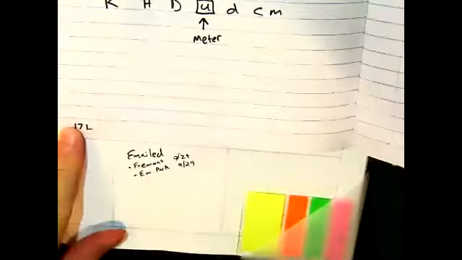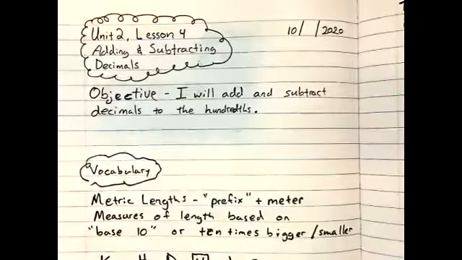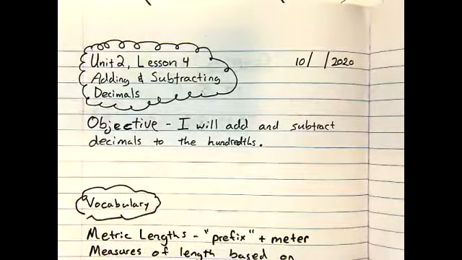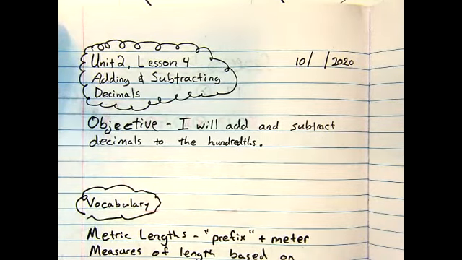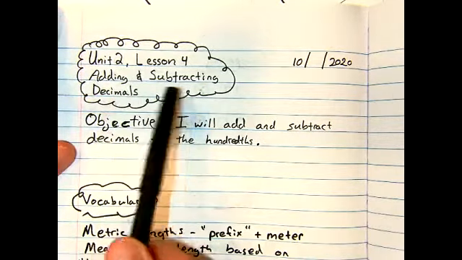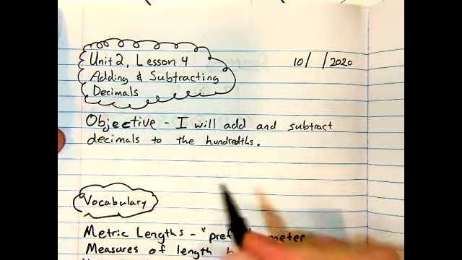Most importantly, let's look to our page numbers. All right, and let's make sure we get the date in. For me, it's going to be, I think, the 5th of October, so 10/5/2020. Unit 2, Lesson 4, adding and subtracting decimals. This is an odd title because we're only going to be doing a little bit of that.